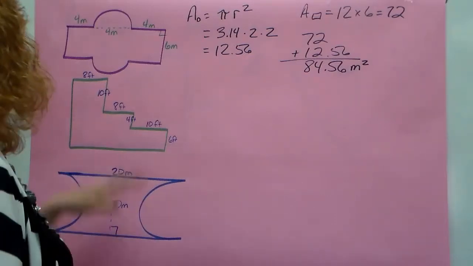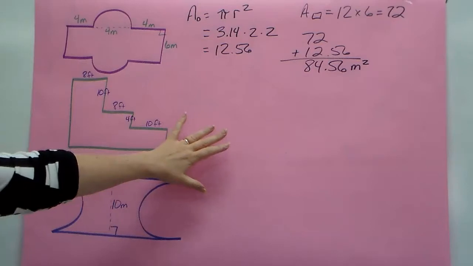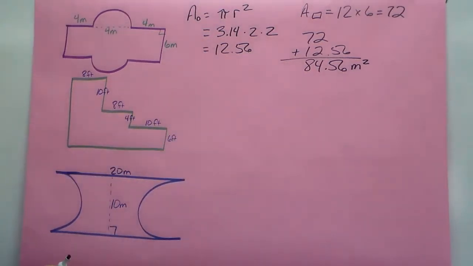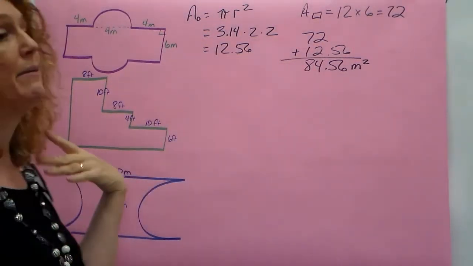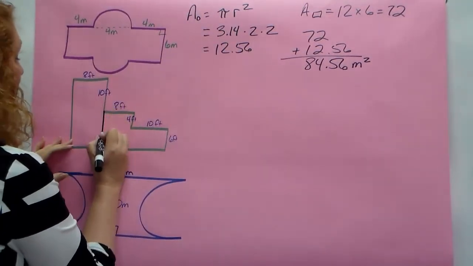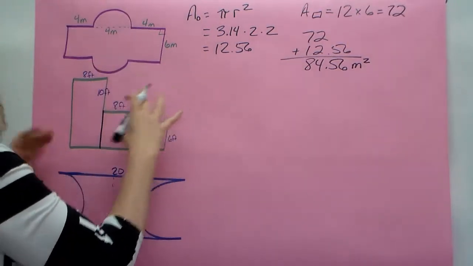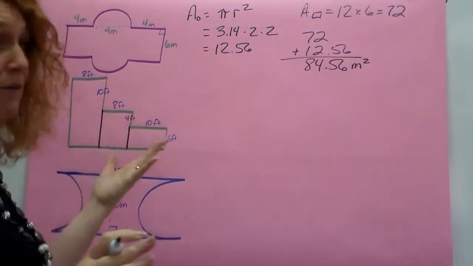Okay? Then we have this one. This one is irregular steps. And I could take this in a couple of different ways. I'm going to choose to make 3 rectangles out of this. I'm going to make my rectangles go this way. Your rectangles can go sideways, or you can do a couple of different things with this. But let's make rectangles here.